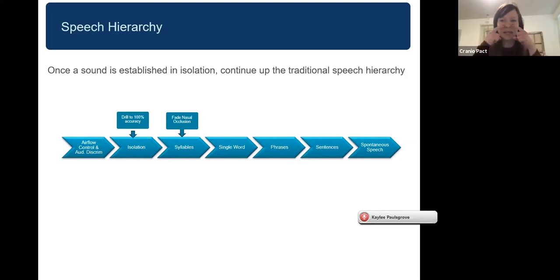If you are using nasal occlusion or nose plugging as a therapy tool, then you do want to have a plan for getting the child to not rely on nasal occlusion to make their speech sounds. And so I often try to get the child to stop using nasal occlusion at the syllable level before they start producing those sounds in words.